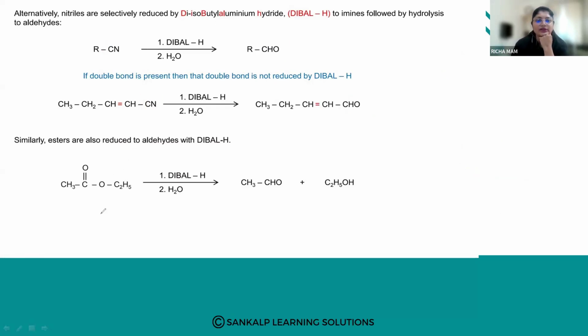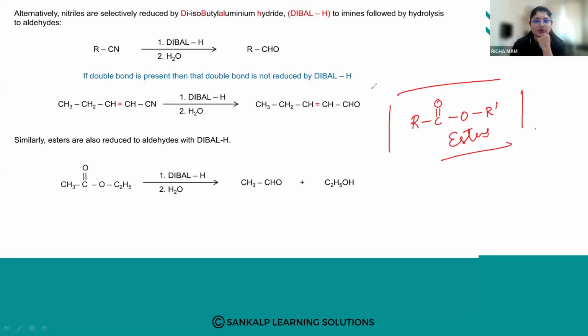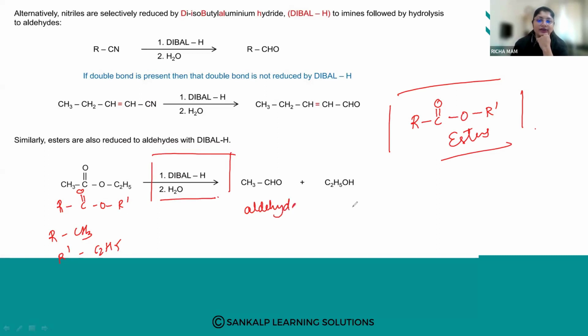Similarly with esters also. What do we mean by esters? Esters are these, right? We can do a reduction on esters also. Your R C double bond O R dash, where R is CH3 and R dash is C2H5. Again with DIBAL-H and water, we are going to get an aldehyde and an alcohol.